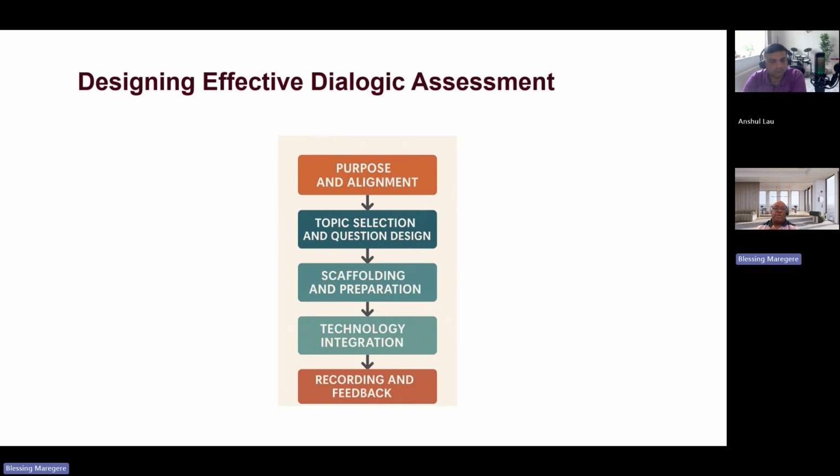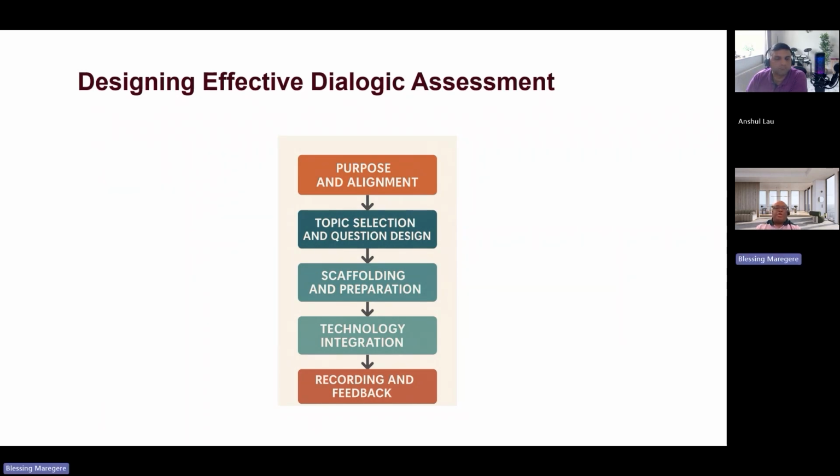For dialogic assessment to be successful, designing it is quite key. The pre-work, the delivery during, and the post-work are all important. It starts with purpose and alignment. It's about understanding where the apprentice or learner is in their learning journey, and identifying the assessment criteria you'd like to focus on, or if they're already predetermined in the assessment brief. If you work in work-based learning or apprenticeships, it's identifying the KSBs, the knowledge, skills, and behaviors they need to demonstrate, and aligning that through professional discussion.